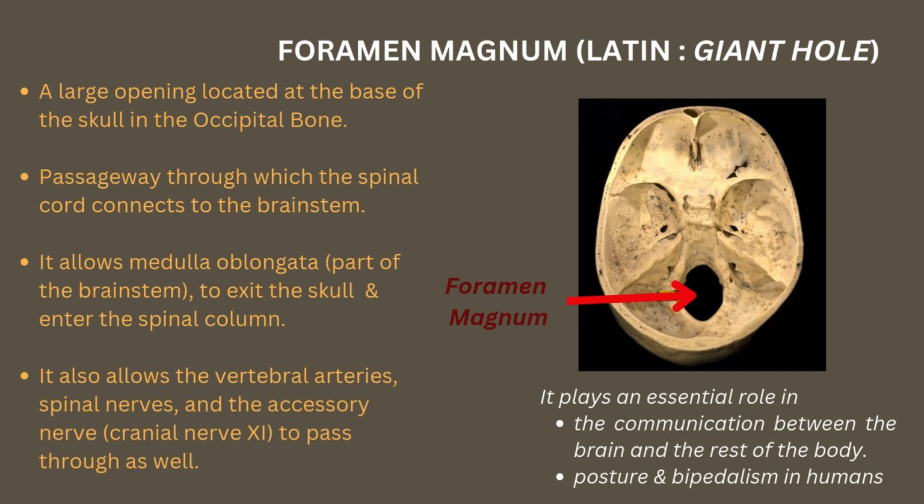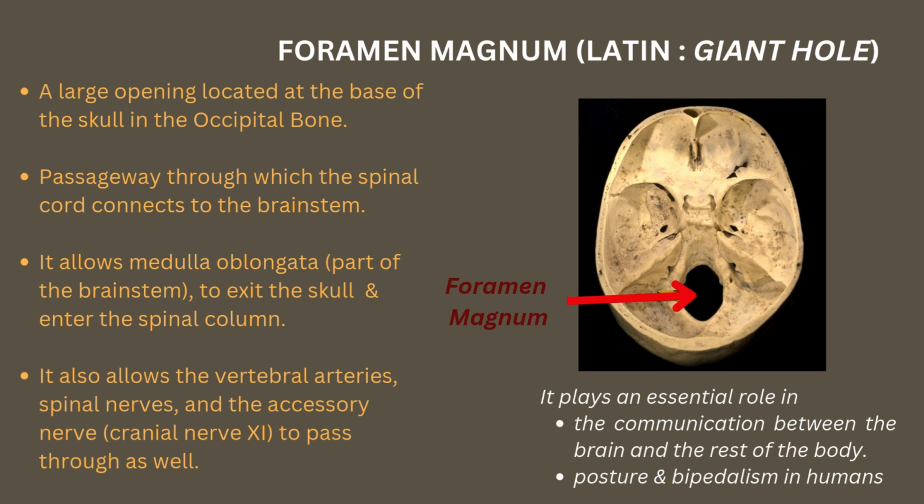Now, key functions of the foramen magnum include passage of the spinal cord, that is, it is the opening through which the spinal cord connects to the brain stem, specifically the medulla oblongata, which is part of the brain stem. It exits the skull and enters the spinal cord through this foramen.